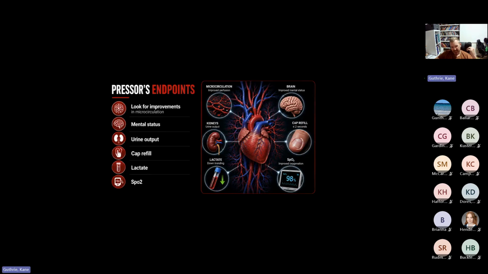Pressor endpoints, or how do you know you're actually winning with your pressors, is that you want to look for improvements in your microcirculation: getting warm, perfusion index coming up, capillary refill times coming down, mental status improving, kidneys' urine output improving, lactate decreasing.